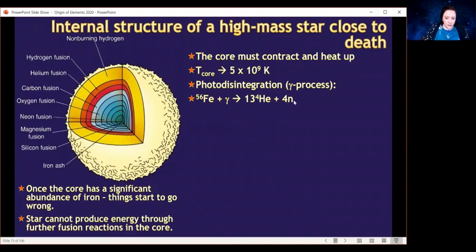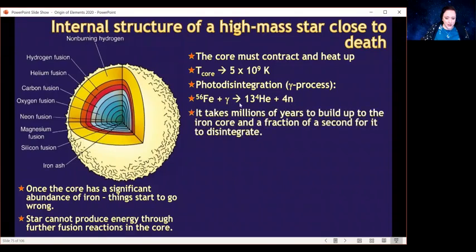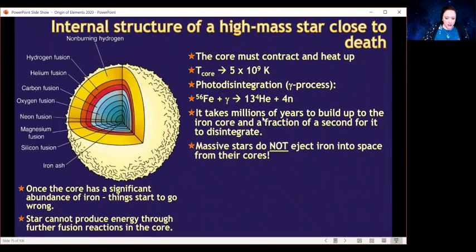some neutrons left over. It takes millions of years to get from just having hydrogen and going through all the different fusion cycles to getting just iron in the core, and then within a fraction of a second, all of that iron is then photodisintegrated back into heliums. And so consequently, although it makes iron in the core, that iron that's in the core is destroyed and it's not ejected out into space. We'll talk a bit more about where iron comes from later.